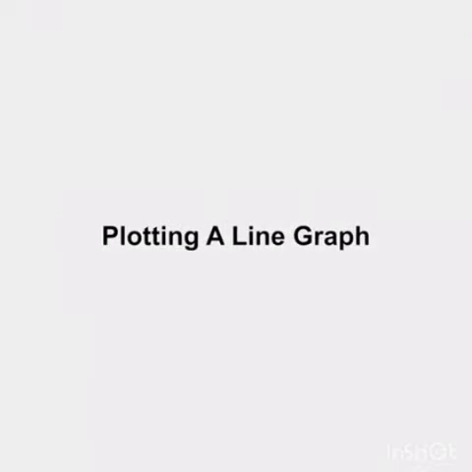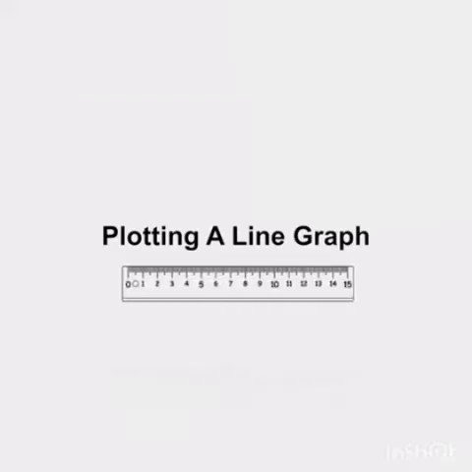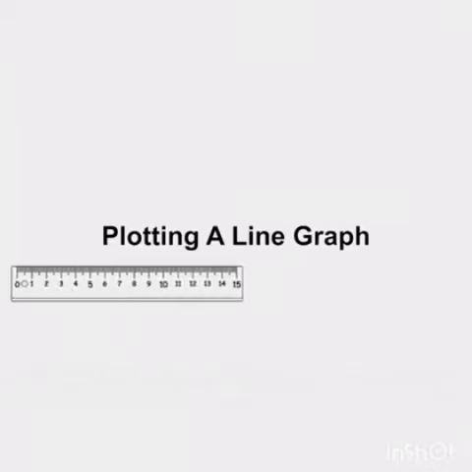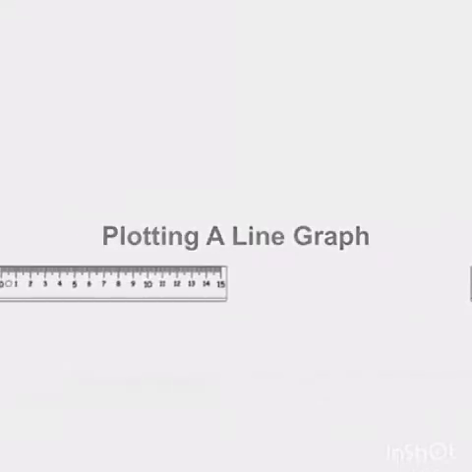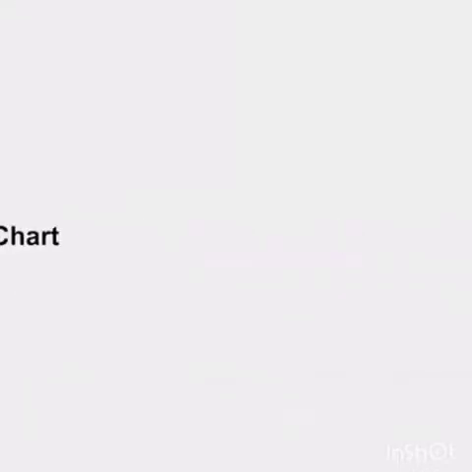Plotting a line graph. Plotting a line graph is easy. Here are the simple steps to consider while plotting a line graph. Draw the x-axis and y-axis on the graph paper. Make sure to write the title above the graph so that it determines the purpose of the graph. For instance, if one of the factors is time, it goes on the horizontal axis, referred to as the x-axis.